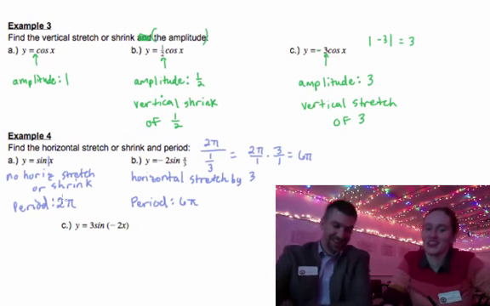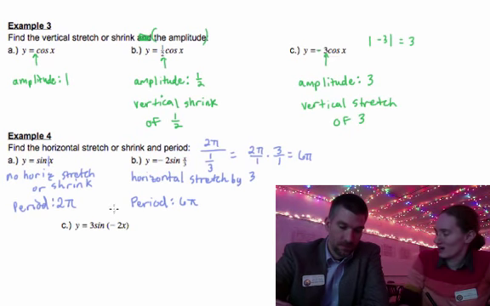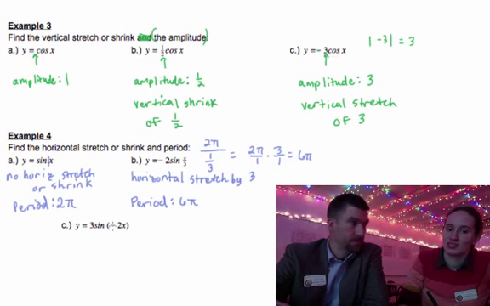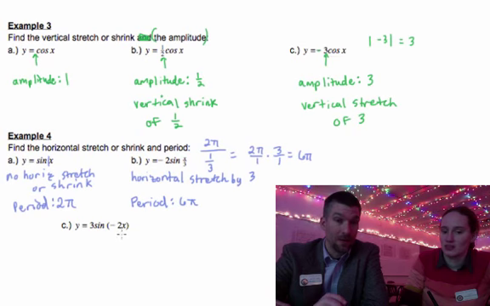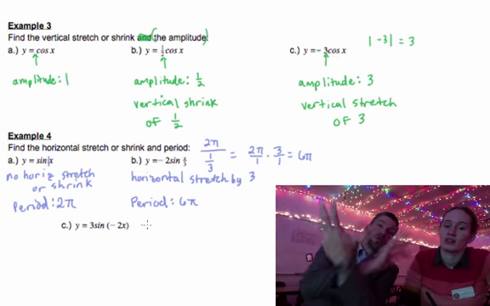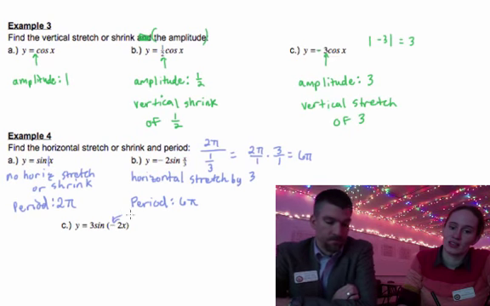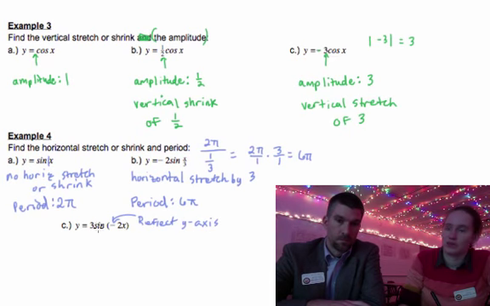Okay, so now y equals 3 sine of negative 2x. That negative inside doesn't matter for shrink or stretch. It only means that now we're going to reflect over the y-axis. This is making our x negative, which means we are reflecting across the y-axis. It didn't really ask us about that, we're just pointing it out.